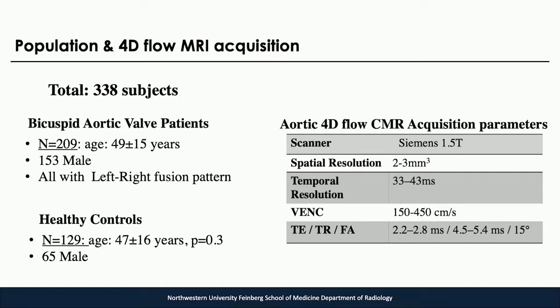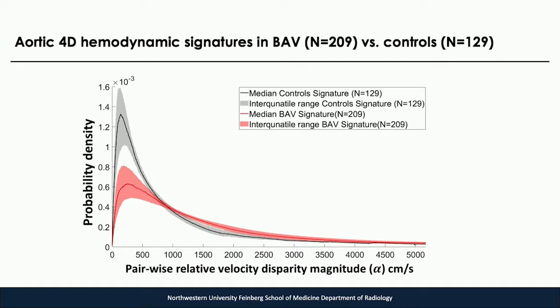And we did this in 338 subjects, 209 of which were bicuspid aortic valve patients with left-right fusion pattern, and 129 who were healthy controls, all at 1.5 Tesla. And we can see here if we compare controls in gray to bicuspid aortic valve patients in red, and this is possible because it's a probability density function and is normalized to 1 already, so we can compare without any registration or any other manipulation of the data. We can see that there's a clear difference between controls and BAV patients.